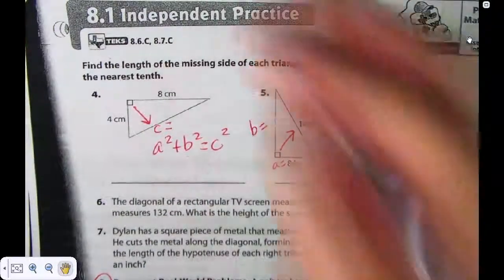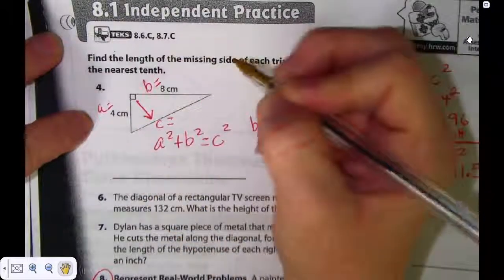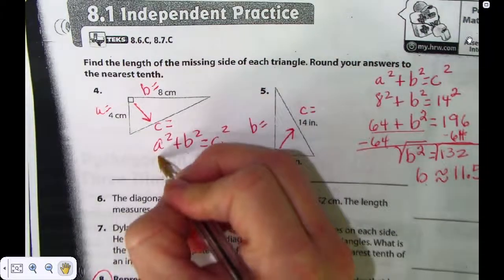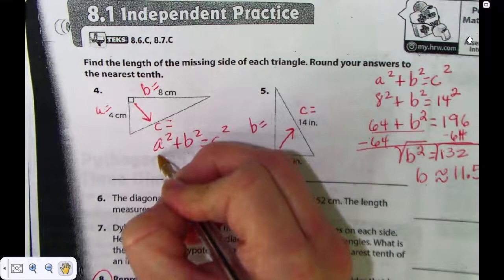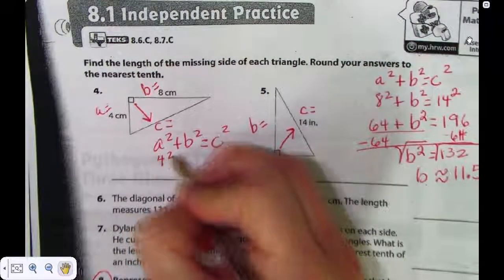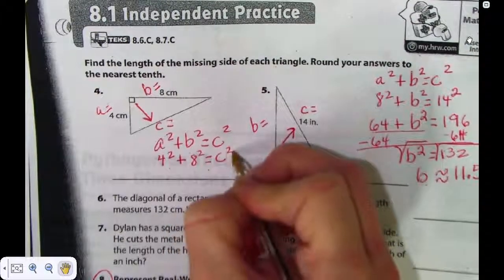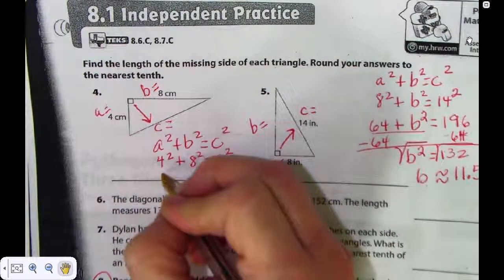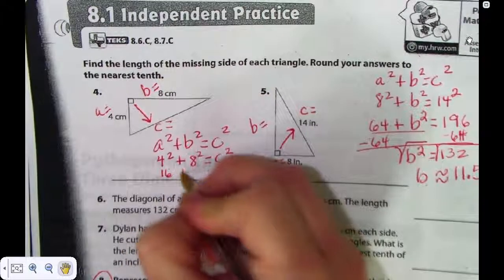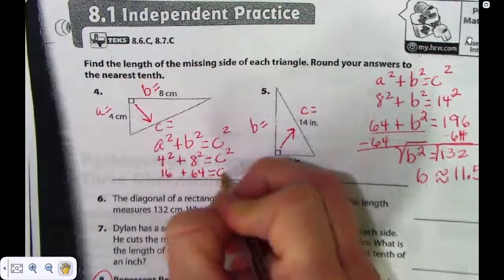Okay, so on this problem right here, everybody, second line. Oh, we got a label. What's 4? A, and what's B? 8. Okay, everybody, second row. 4 squared plus 8 squared equals C squared. Third line. 16 plus 64 equals C squared.